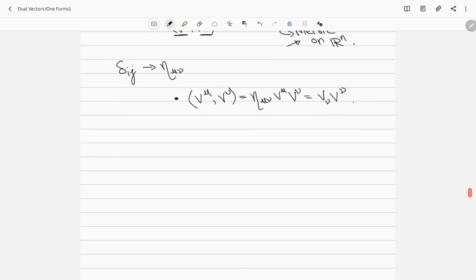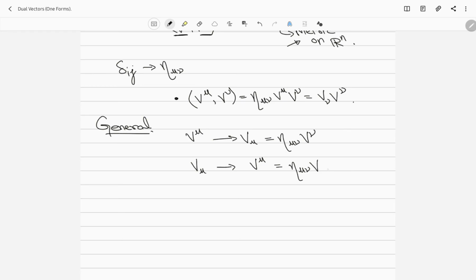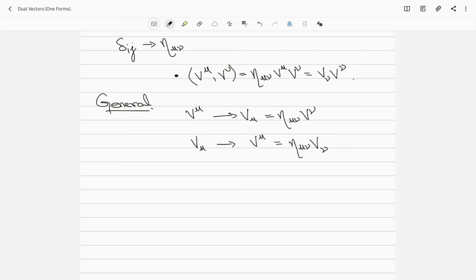So in general, you can then write down all of this as v^μ transforms to v_μ, so the index shifting is happening with η_μν v^ν. Now, I hope you understand why your metric shifts the indices, or why the metric is responsible for taking you from a space of vectors to a space of dual vectors. And so v^μ transforms to v_μ with η_μν acting on v^ν. Now, this η_μν is equal to its inverse, so we could say that the inverse of η is equal to η itself.